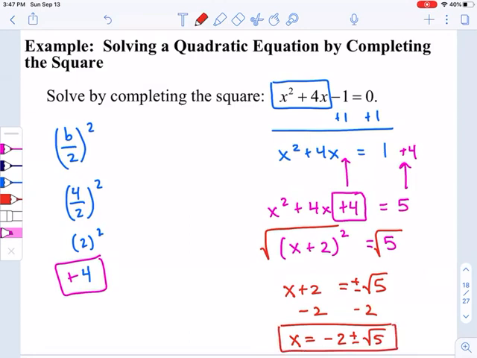This is going to take a little bit of practice to complete the square if you have never done this before. If you have done it before, it just might dust off that little brain cell that's inside of your head and help you figure out how to redo that.